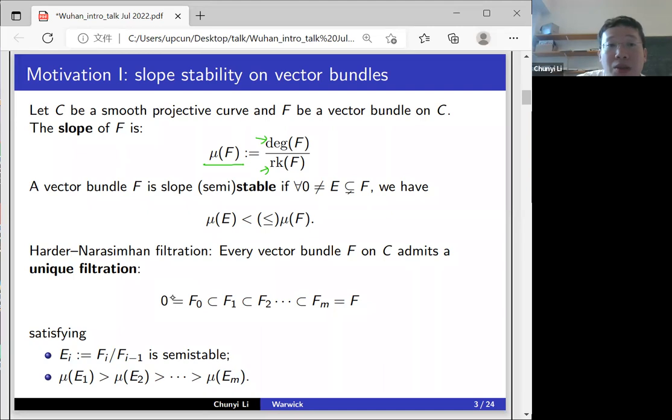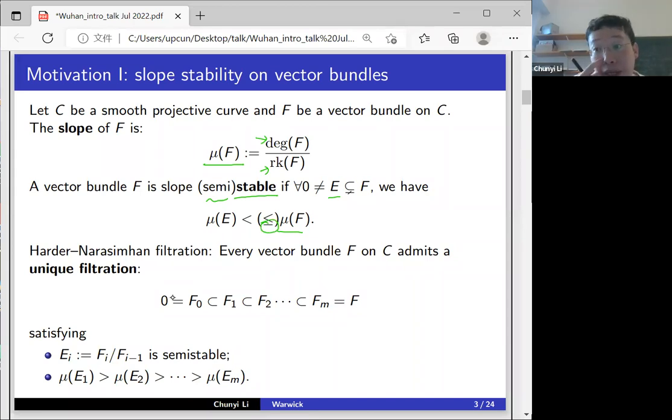And a vector bundle F is called stable if for any non-trivial sub-vector bundle E in this vector bundle, the slope of the sub-vector bundle E is less than the slope of the vector bundle F. In particular, we also have semi-stable. In that case, we allow equality here.